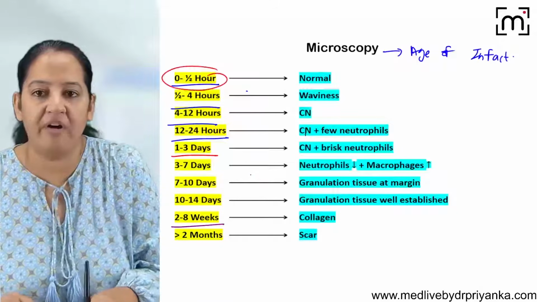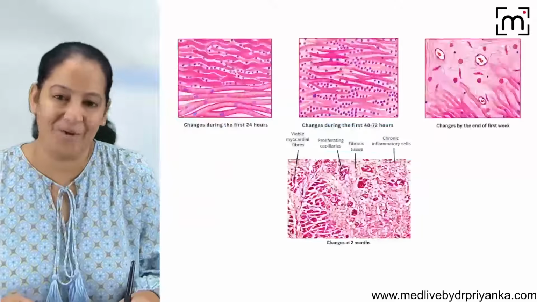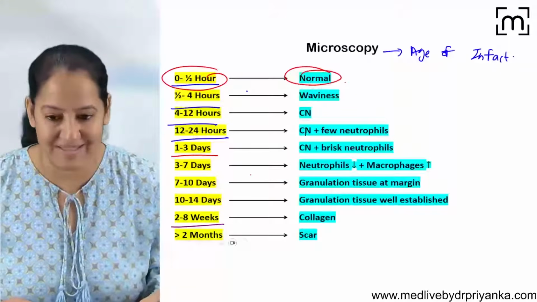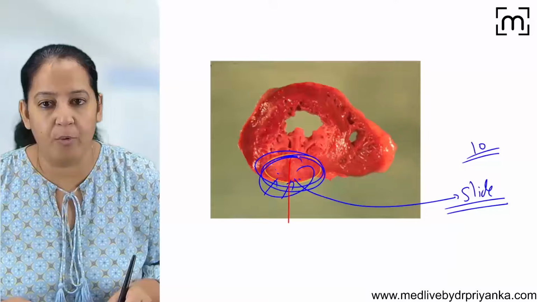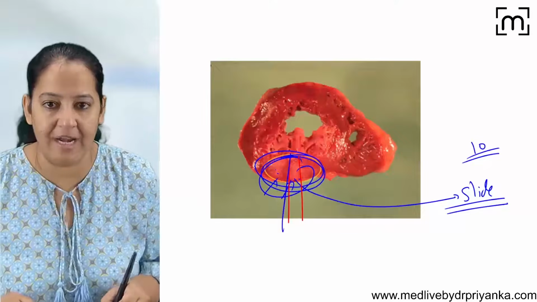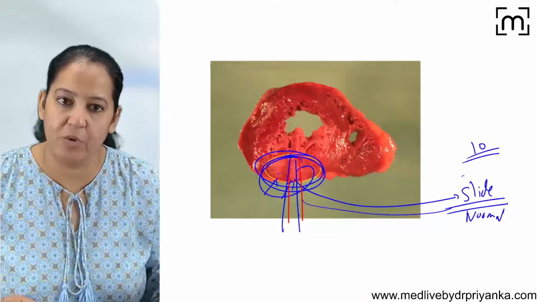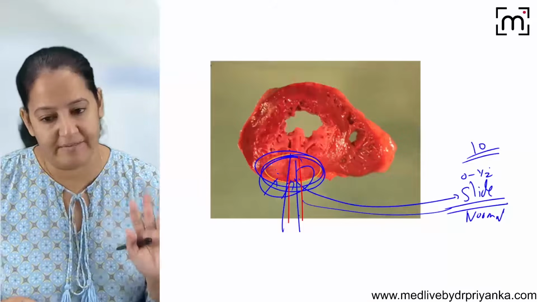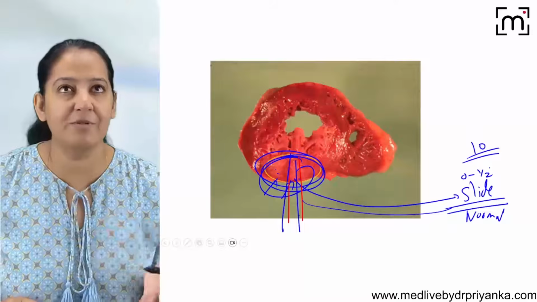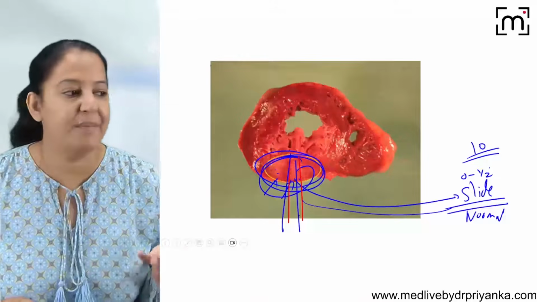So 0 to half hour, it's normal only. You cannot make out the person is having MI. If you cut that portion between 0 to half hour and make a slide, on the slide everything is normal. So up to half hour, we will miss an infarct microscopically, and it is impossible to perform autopsy within half hour of the death.